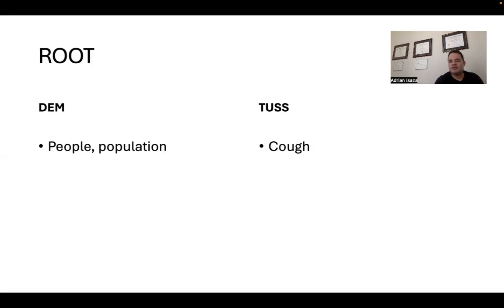Root means, well, you have a root, and with a vowel it would be a combining form, right? So dem, the root dem, means people, population. The root tuss means cough, right? So if you hear of a drug that's an antitussive, right, it's a drug that is preventing, treating cough. Anti means against, right? As we know from a few slides ago. And tuss means cough.